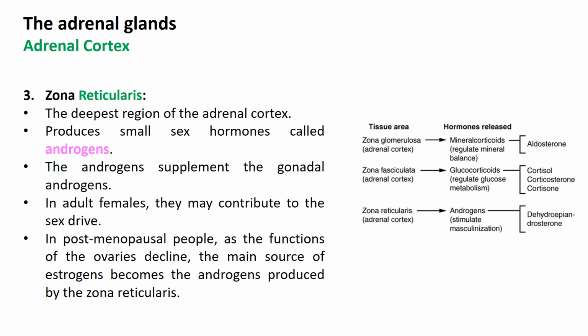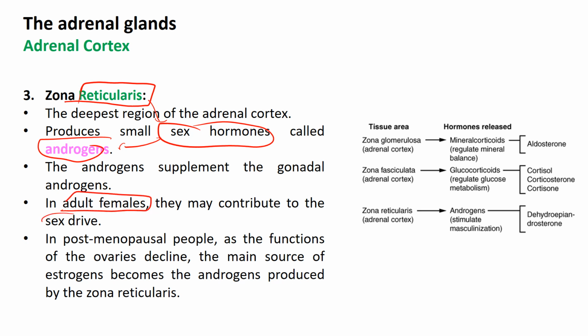The last one, there's not a lot to say here other than what we have in the PowerPoint: the zona reticularis is associated with the production of sex hormones called androgens. Androgens are especially important in females, associated with an increase of libido or sex drive, and they become more important after menopause. So in postmenopause, when the ovaries stop producing estrogen, the main source of estrogen in a female becomes the adrenal gland, even though the amount most of the time is not enough.